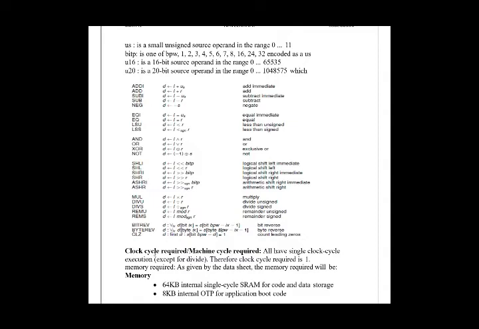So let's see what the clock cycle is. They all have a single cycle execution. So each instruction has a single clock cycle execution. Therefore, the clock cycle required is one. In the given data sheet, the memory required will be 64 KB internal single cycle SRAM for code and data storage, and 8 KB internal OTP for application boot code. Just simple. It's just about the instruction sets. We go to the third question. That'll be interesting.